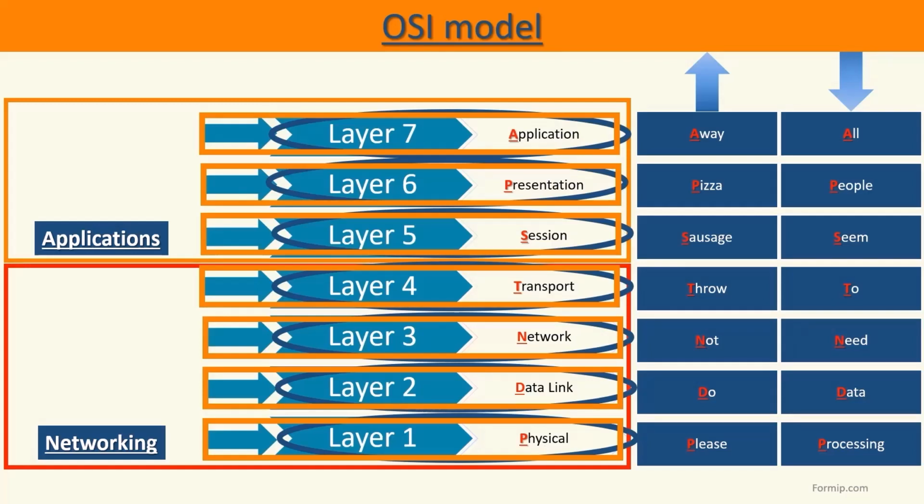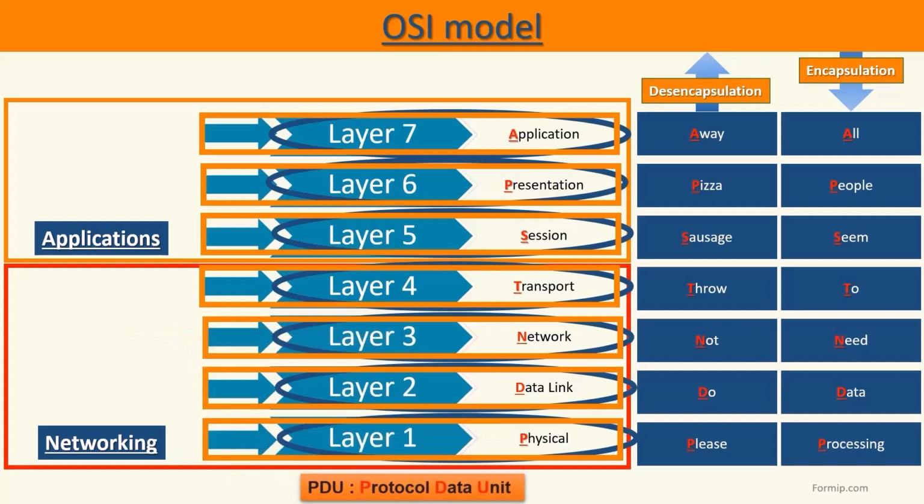Moving from the application layer all the way to the physical layer is what we call encapsulation, and the transition from the physical layer back to the application layer is called decapsulation. In peer-to-peer communication, each layer encapsulates the data in packets of information. The generic name for these packets is PDU, which stands for Protocol Data Unit.